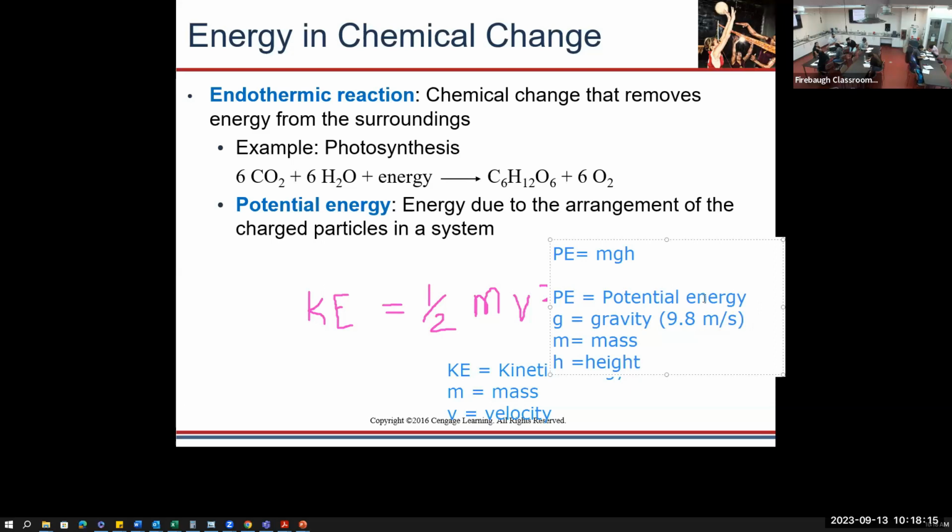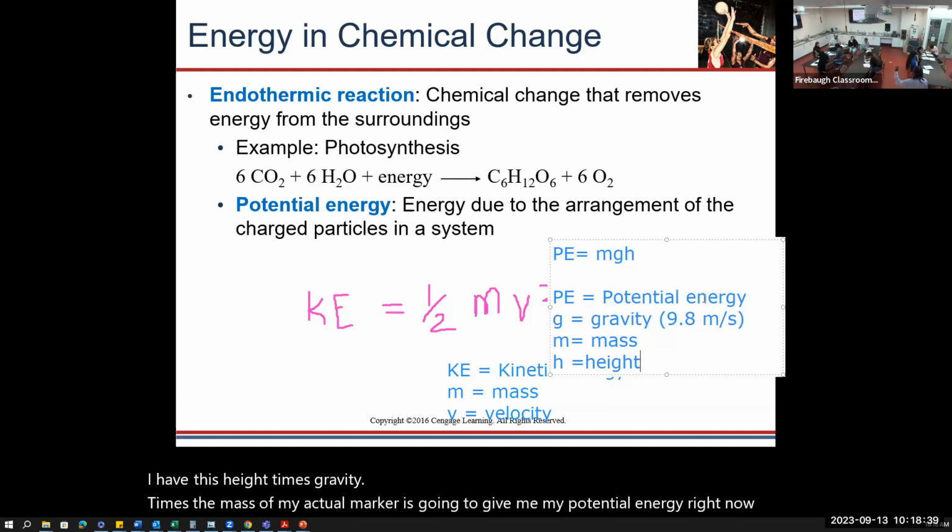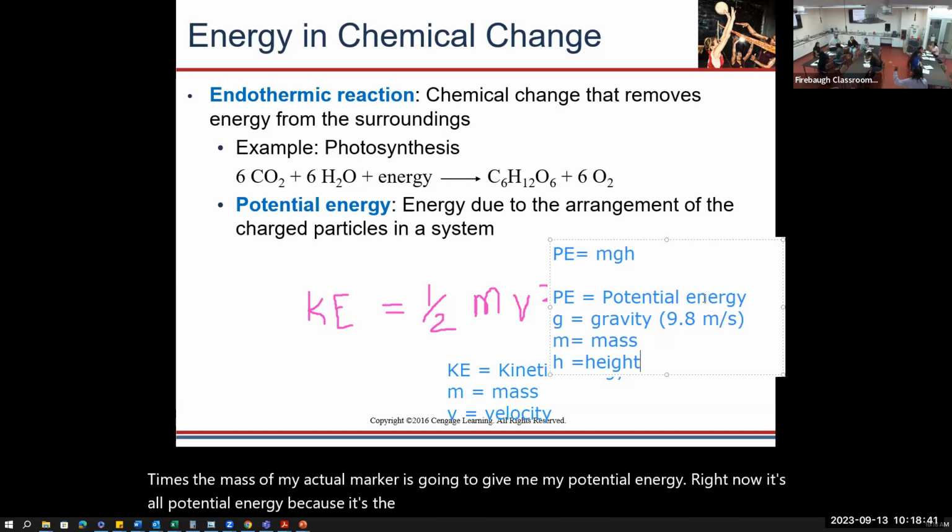Okay, so in this case, we're saying potential energy. If I have my expo marker up here, this height times gravity times the mass of my expo marker is going to give me my potential energy. Right now, it's all potential energy because it's just a number, right? This is the maximum amount of energy that I can have for it, right?